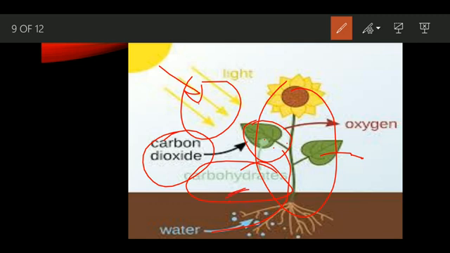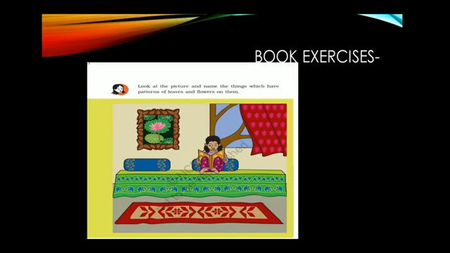Into the whole process, the plant releases oxygen, and you already know that for human beings to live, which gas is needed? That is oxygen. It means we completely depend on the plants for getting oxygen, and this oxygen is released from the plants by the process of photosynthesis. All right, students.